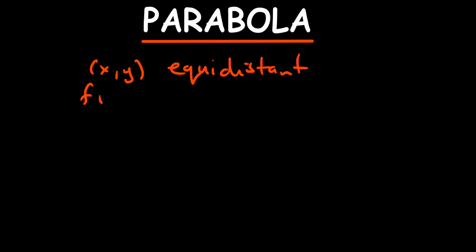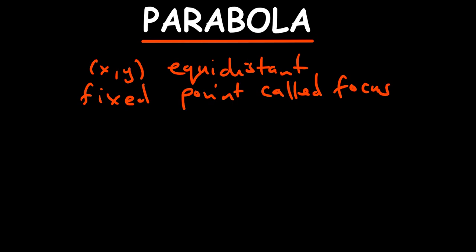A parabola is a set of all points (x, y) which are equidistant. Equidistant means they are all the same distance. The distance in between these points is the same. So they are equidistant from a fixed point, a fixed point called the focus.